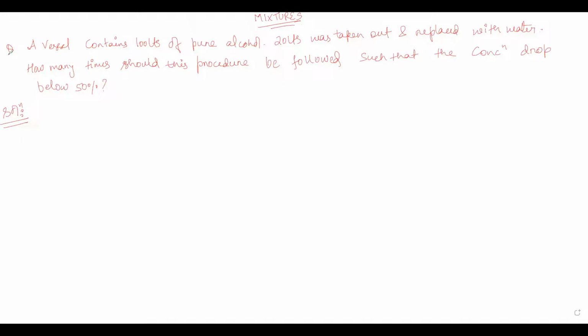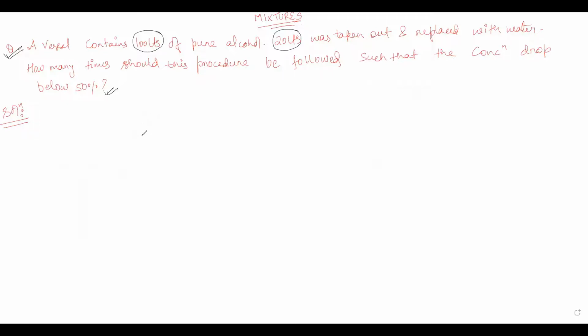Okay, so now let us see this question. A vessel contains 100 liters of pure alcohol. 20 liters was taken out and replaced with water. How many times should this procedure be followed such that the concentration drops below 50%? So we have 100 liters of pure alcohol and we are taking out 20 liters every time. So how many times does this process have to be repeated so that the concentration will be below 50%? That means the quantity of pure alcohol in the solution would be below 50 liters.